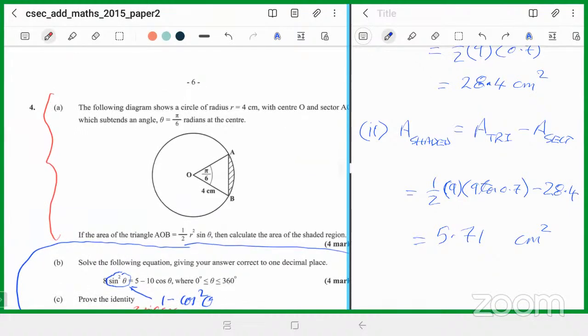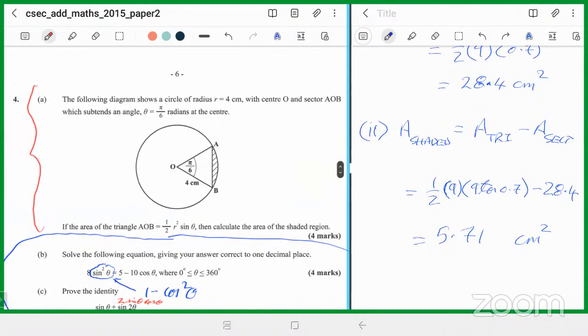So it says, the following diagram shows a circle of radius 4 centimeters, with a center O and a sector AOB. So this is a sector AOB. And we can see a sector triangle inside there. A triangle inside the sector is called a sector triangle. And it's subtended by an angle of pi by 6. Pi by 6 is 30 degrees, at the center.